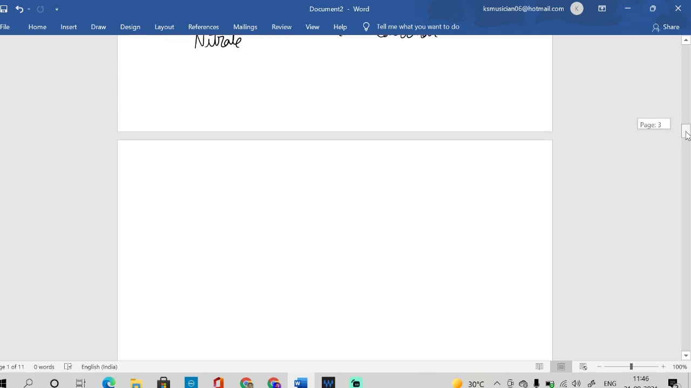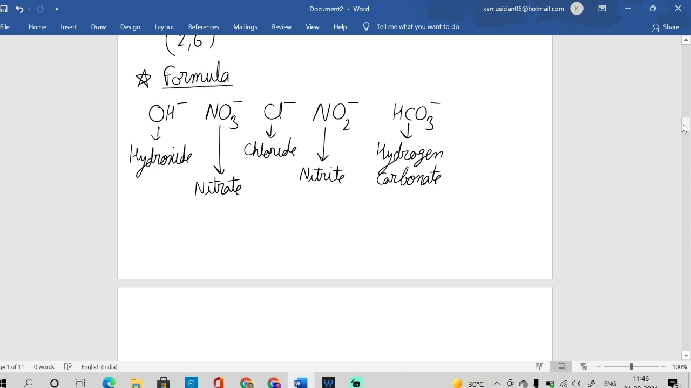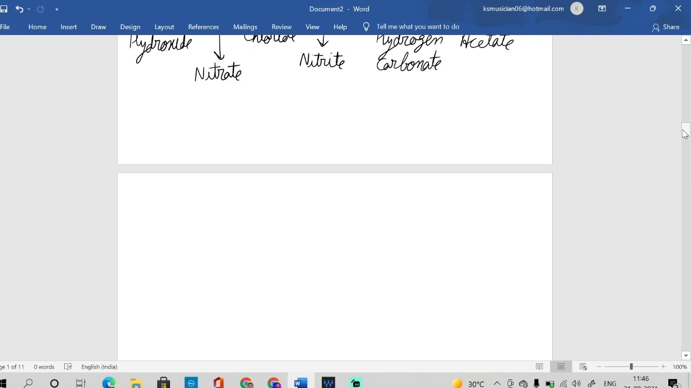Okay, and one more we have, it is acetate. Okay, then we have sulfide, it is sulfate, it is carbonate, it is oxide basically. So as 2 is written here, it means there is 2 valency.